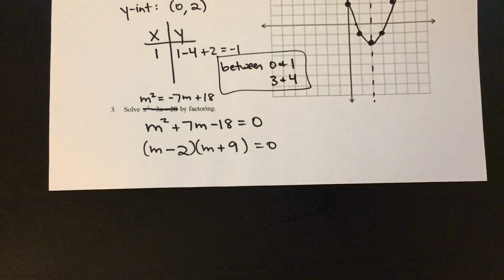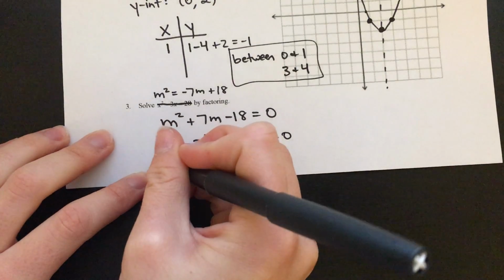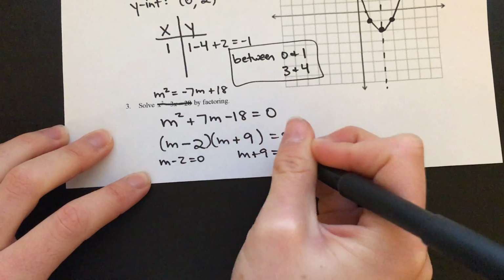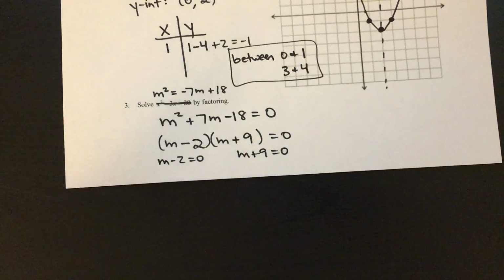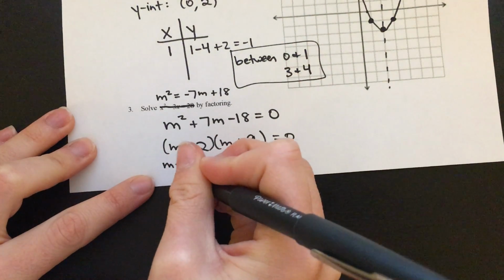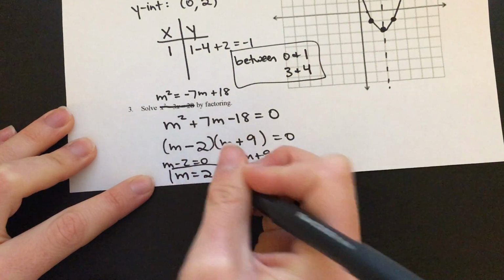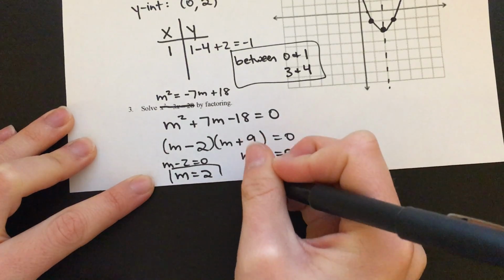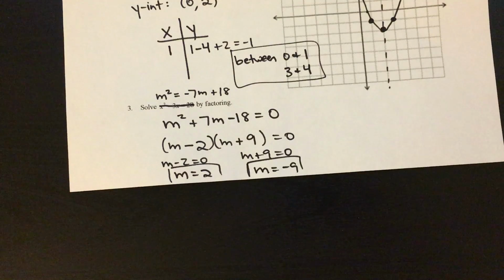So what it means to solve, which is our last step, is you take each of these factors and you set them equal to 0 individually. And then you should have like m equals when you're done. So here, if you add 2 to both sides, we get m equals 2 as one of our answers. And then here, if you subtract 9 from both sides, we get m equals negative 9 as one of our answers.